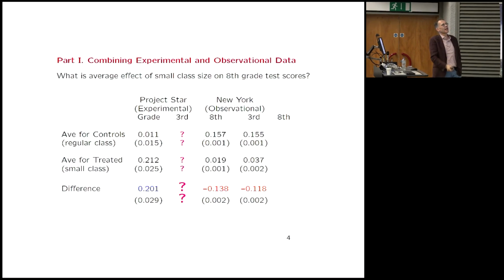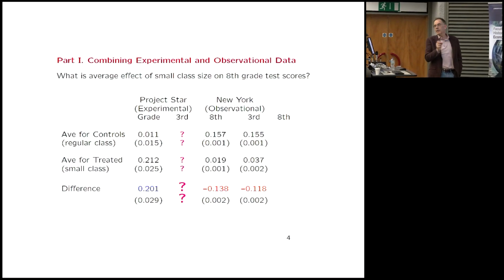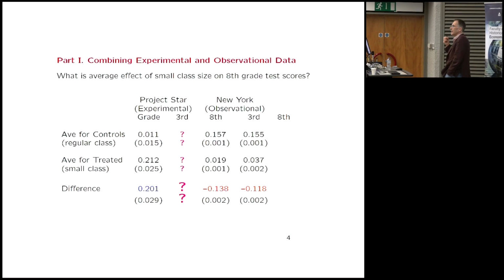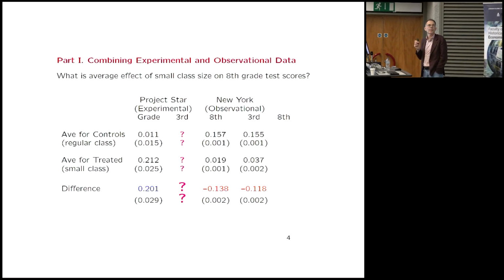So what we see here from the experiment is that average test scores in 3rd grade are higher for the treated kids, the kids in the small classes, than for the kids in the regular size classes. Not surprisingly, you would think that having small class size is good, and the experiment shows that it actually is working. The test scores go up in 3rd grade. The difference is statistically significant. It's all great, and we trust that number.